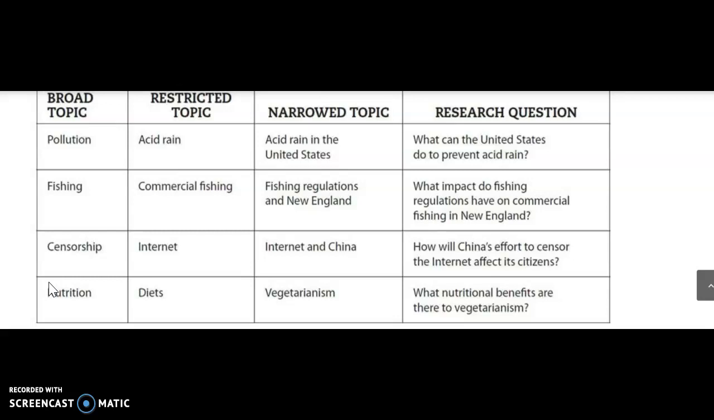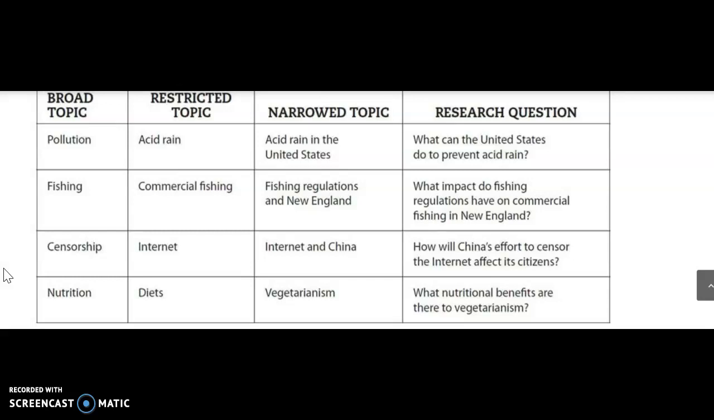If you look at each of these, it gives you a really big topic, and then it gets a little more specific, and then it gets even more specific, and then there is a question created. The question is not does, yes or no. It's not how much. What can the United States do to prevent? What impact do fishing regulations have? How will China's effort to censor the internet affect its citizens? What nutritional benefits are there to being vegetarian?